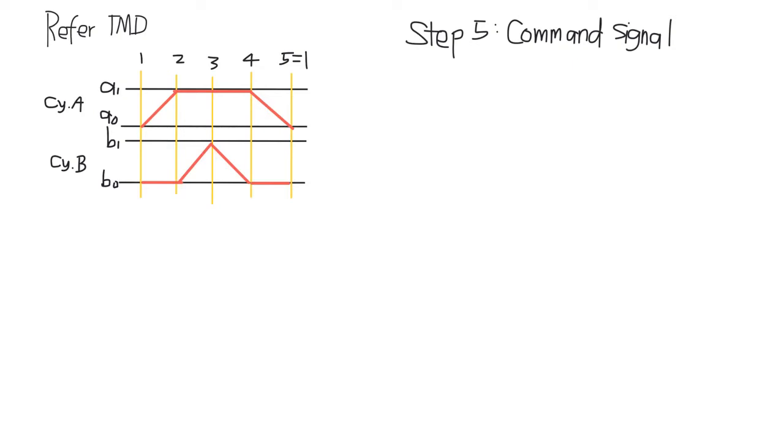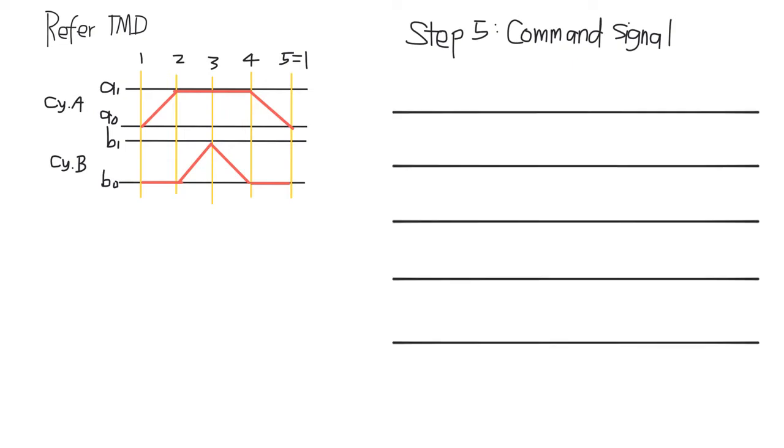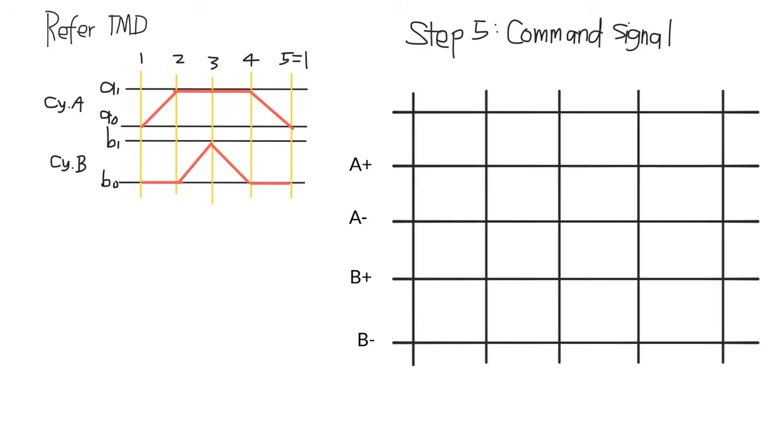So let's continue with step 5, which is command signal. How to do the command signal, we have to refer to our TMD. Based on the TMD, we have to look at the cylinder. First step is we have to draw a few lines for each operation, which is for A plus, A minus, B plus and B minus. And then the vertical lines for step 1 until step 5.